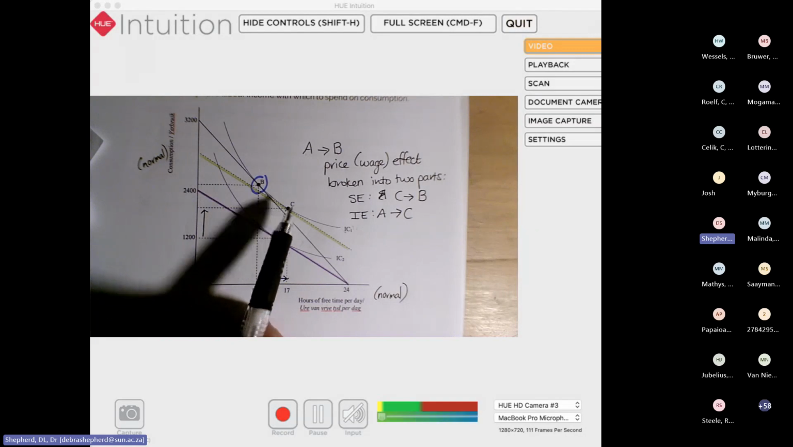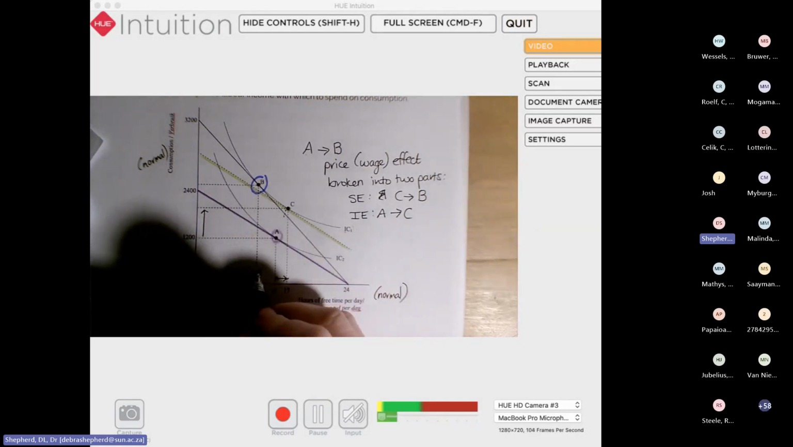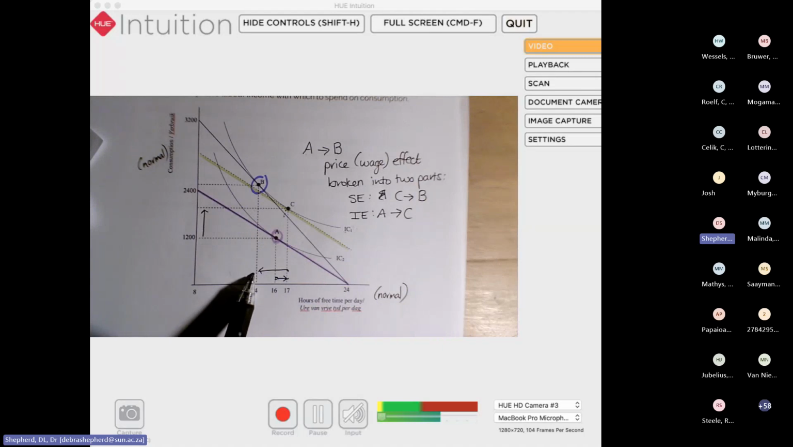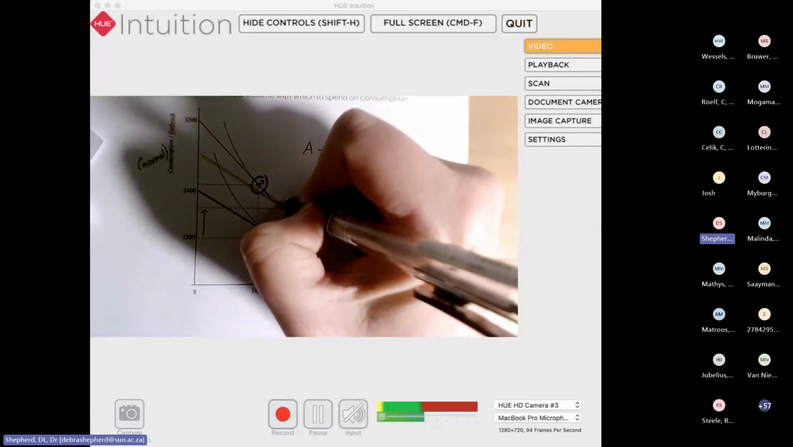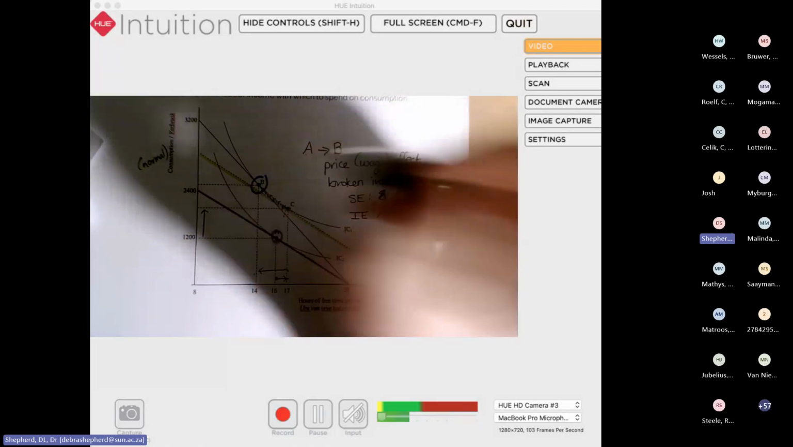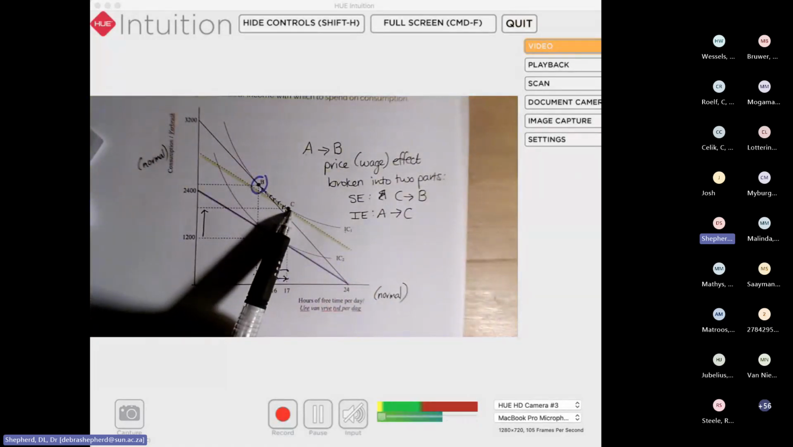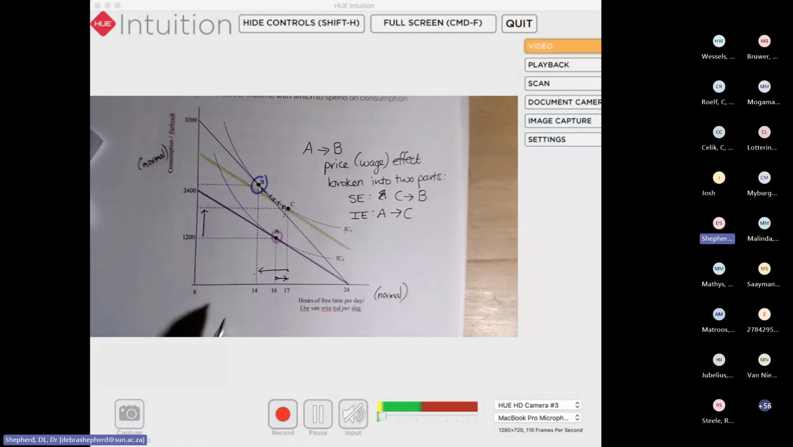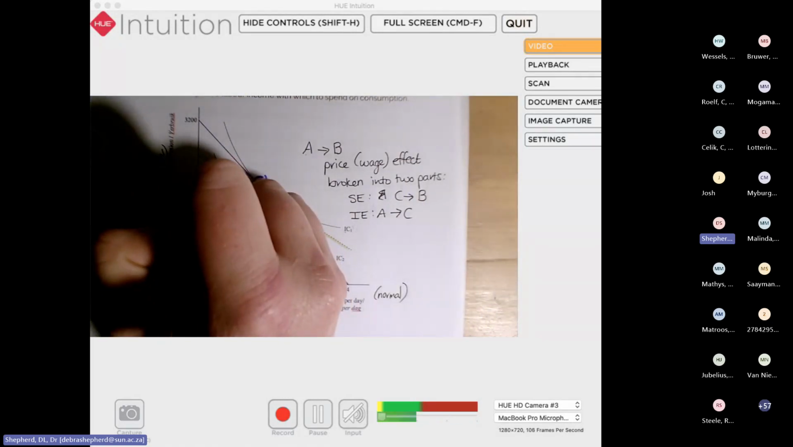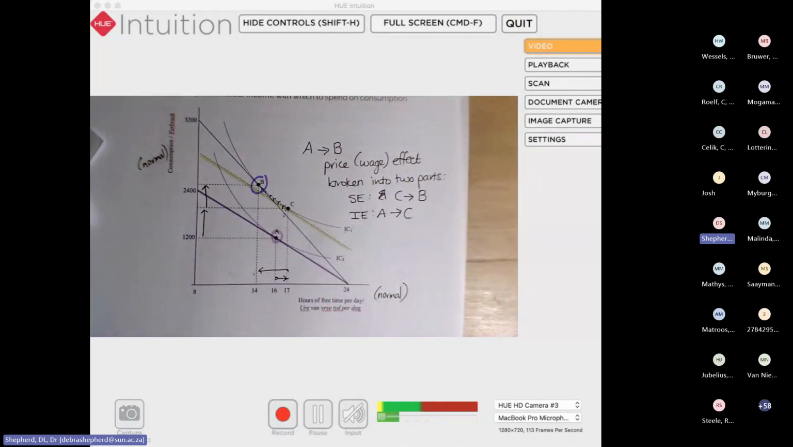The substitution effect for free time is negative because free time is now more expensive. We substitute away from it. So we're substituting along our indifference curve away from C towards B. The substitution effect for free time is negative, but the substitution effect for consumption is positive.